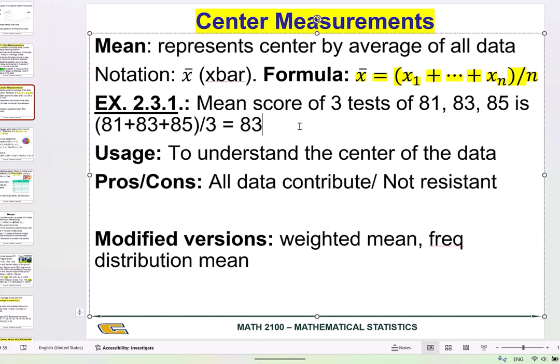You can think of, maybe, the income of people in this county, in Hamilton County. Let's say one day a billionaire like Bill Gates moved here. If you add him on and divide by all the people, I believe the income here will shift to maybe $1 million a year easily, which does not represent well the true income of people here. We do have modified versions called weighted mean and frequency distribution mean.